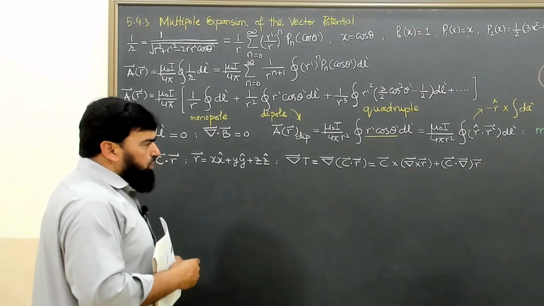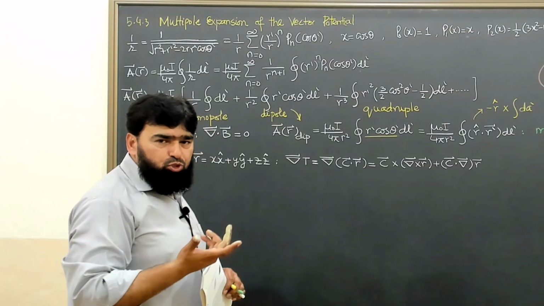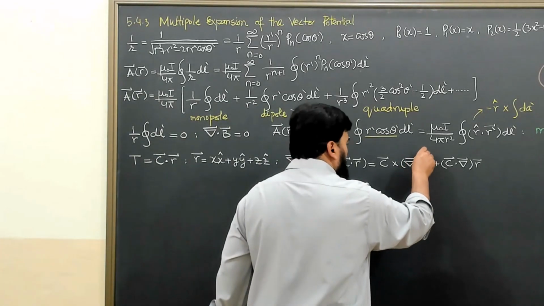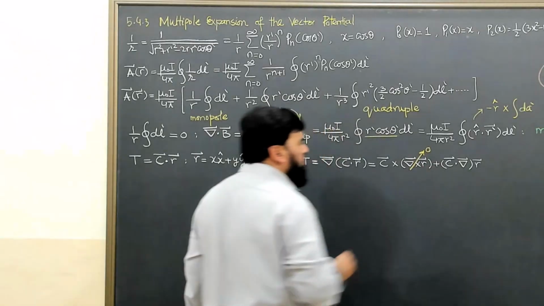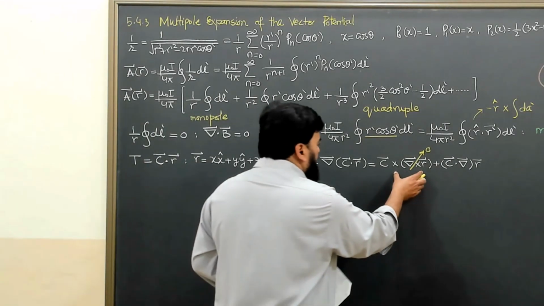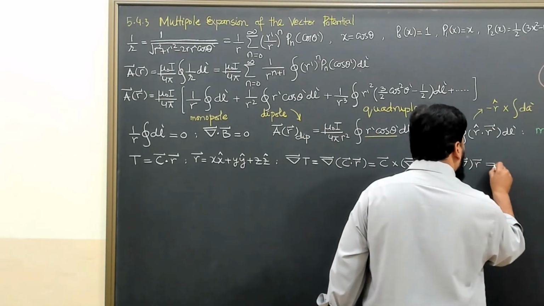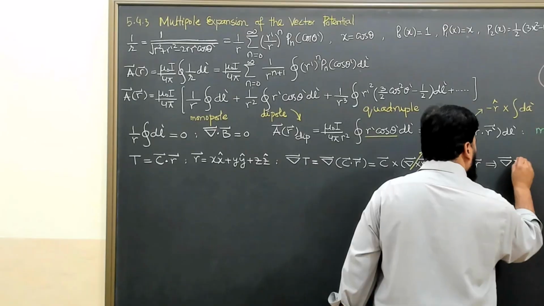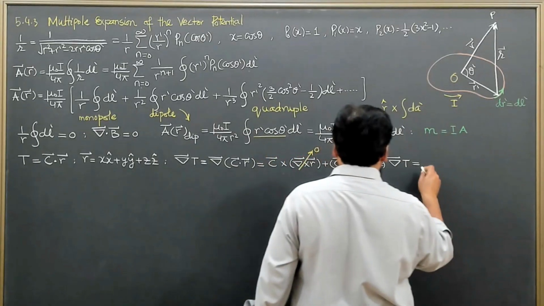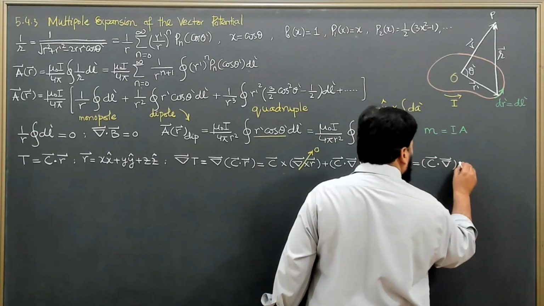Now, as we know, r is a position vector, meaning from the origin to the observation point. So del cross r, its curl, is equal to 0. It is not curling. So what is left then? This term becomes 0, and we are left with the gradient of t, which implies that the gradient of t is equal to c dot del and r.